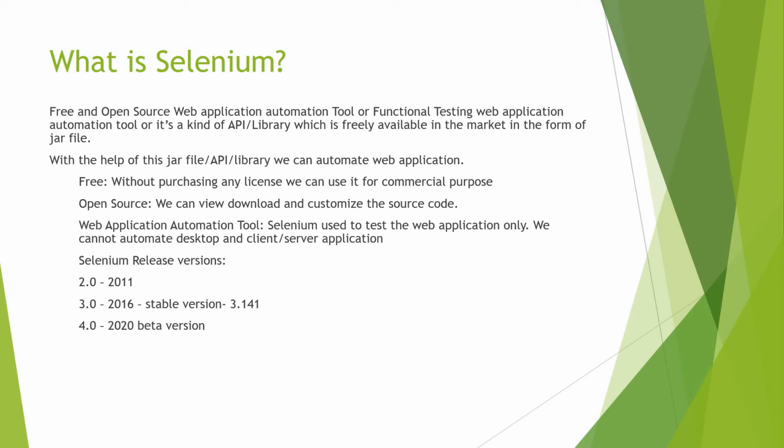And we'll check the different versions. In 2011 version 2.0 was released, and in 2016 the 3.0 version was released, and right now the stable version of Selenium is 3.141. And in 2020 the 4.0 version was also released, that is the beta version. It is not stable; the work is still going on in that version.